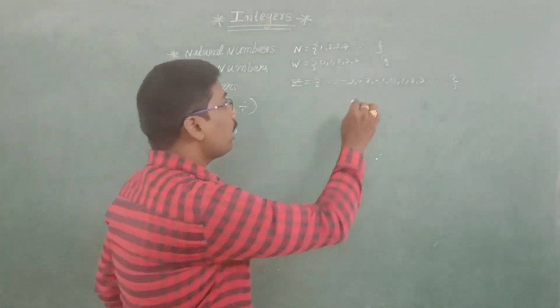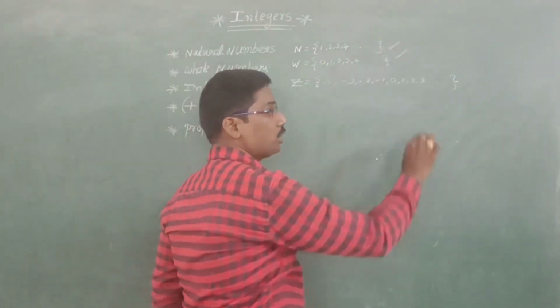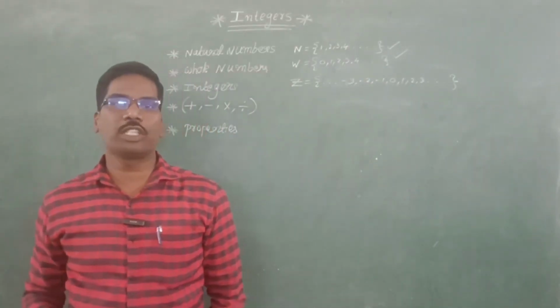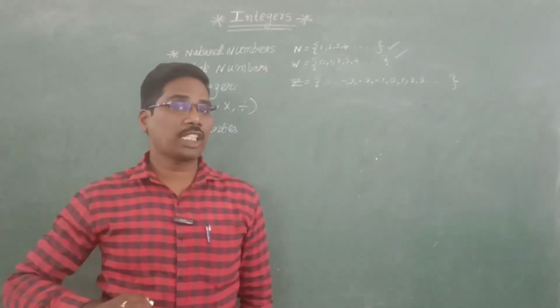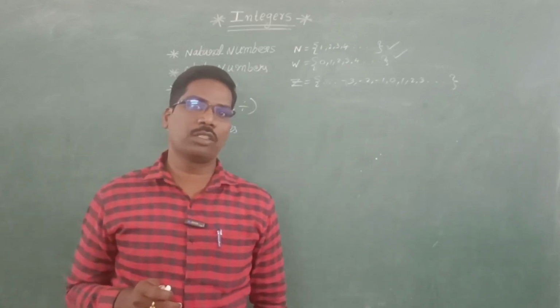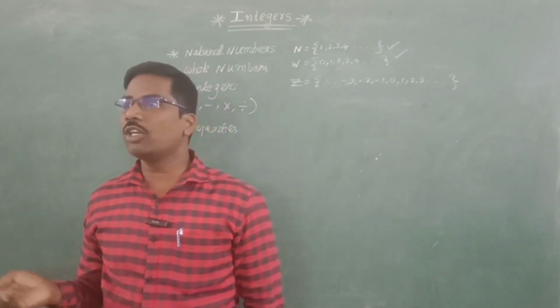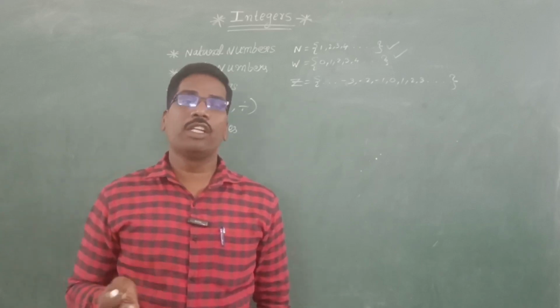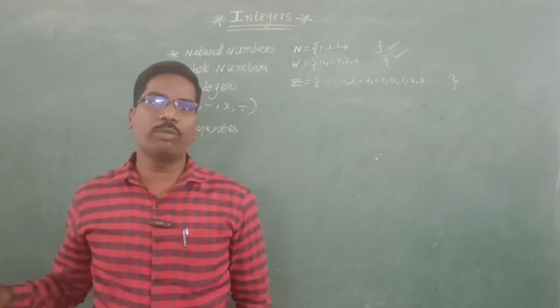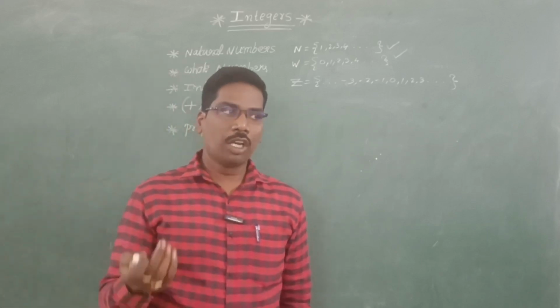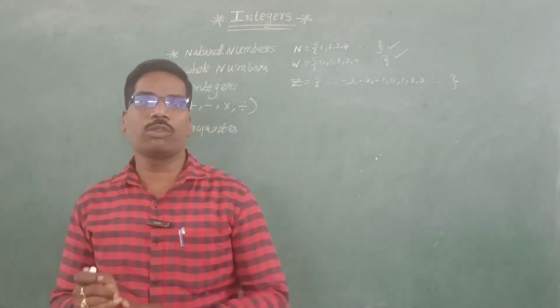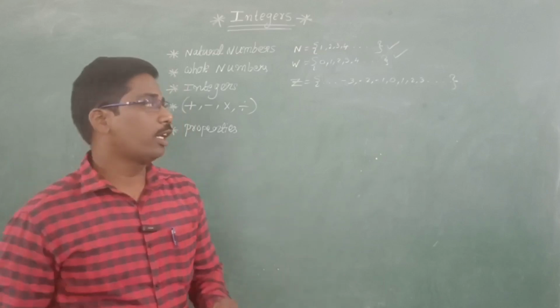Now, in the natural numbers and whole numbers, we have done addition, subtraction, multiplication, division. In our lower classes, we have successfully completed these operations. But negative numbers we did not do anywhere. In the 6th class we added and subtracted, but we did not do multiplication or division. Now, in this video, I am going to explain how to add, how to subtract, how to multiply, and how to divide. Let us see.